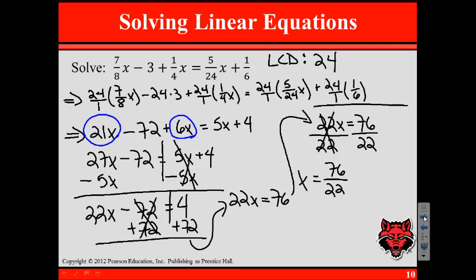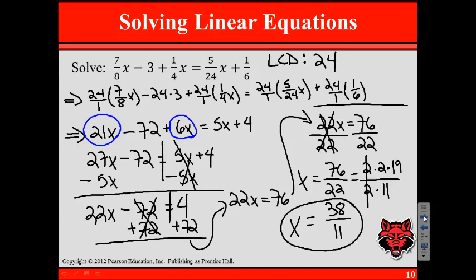So we can rewrite 76 as 2 times 2 times 19. 22 is 2 times 11. There's a common factor of 2 that cancels. When we multiply what's left, 2 times 19 gives us 38. So x equals 38 over 11. And that would be the simplified answer.